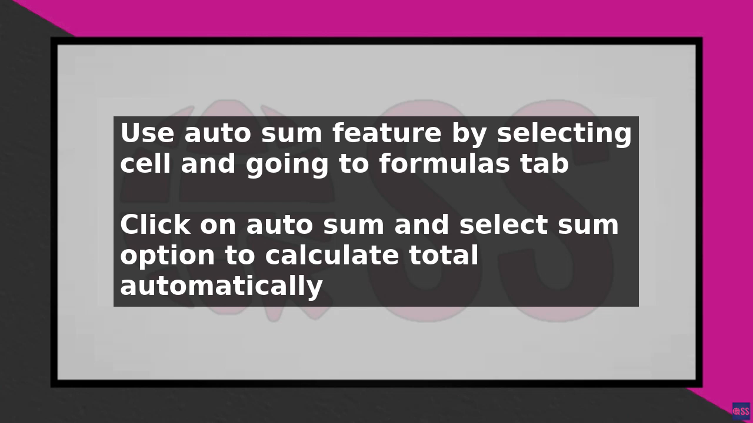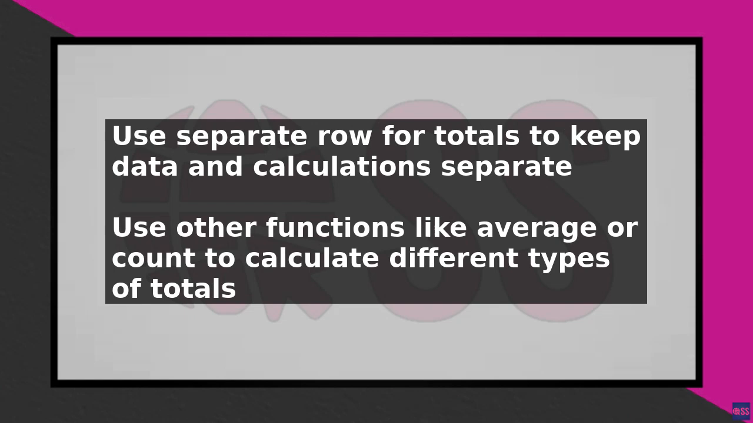Best practice is to use a separate row for totals, so that your data and calculations are separate and easy to read. You can also use other functions, such as average or count, to calculate different types of totals. For example, you can use the average function to calculate the average value in a column, or the count function to calculate the number of cells in a column that contain data.